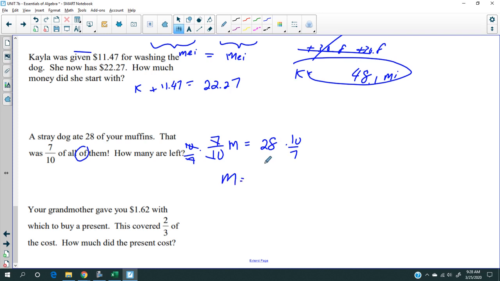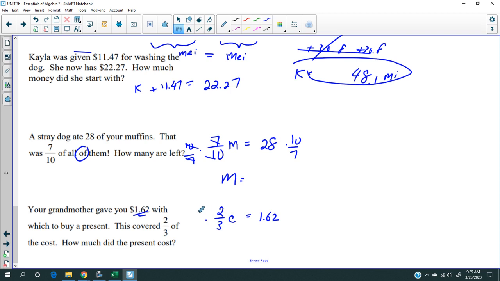All right, whatever that is. Next. Your grandma gave you $1.62 with which to buy a present. This covers 2/3 of the cost. Why don't you try, write the equation. Yeah, 2/3 of the cost is $1.62, which, listen, sounds like very little money, my friends. So 2/3 of the cost is 1.62.